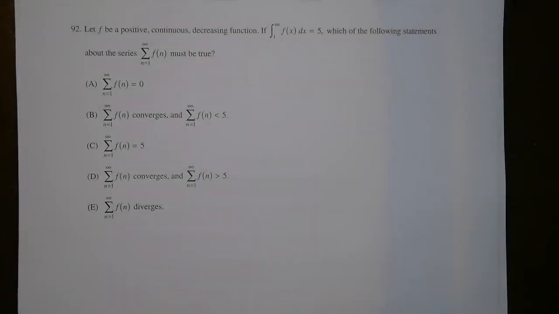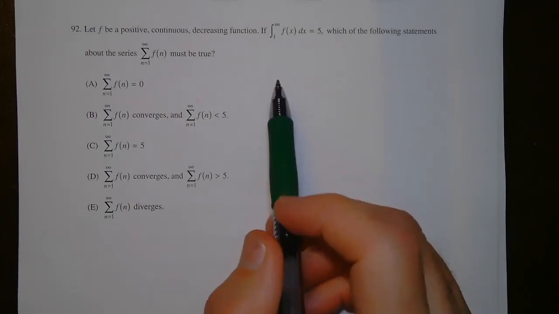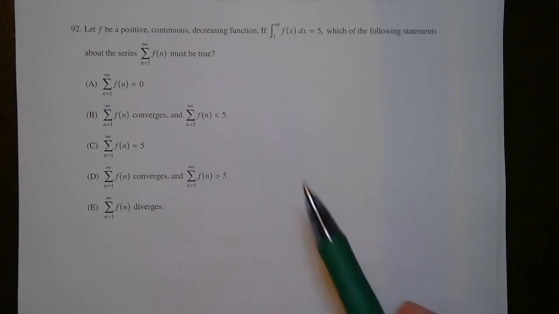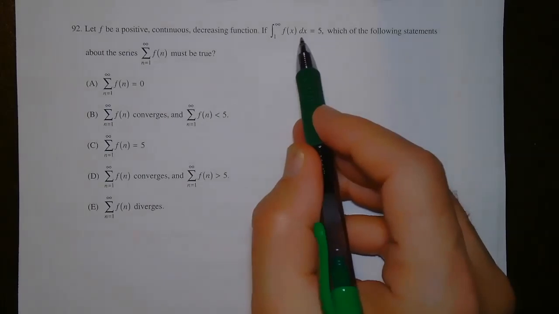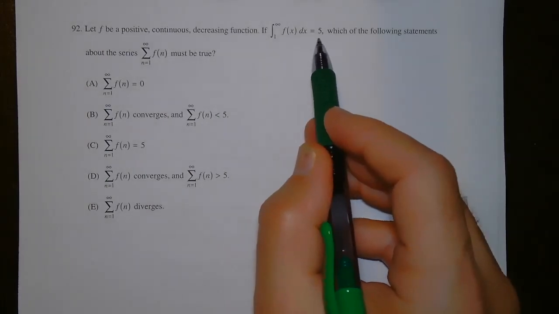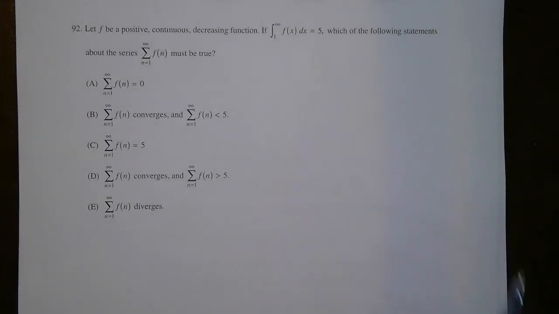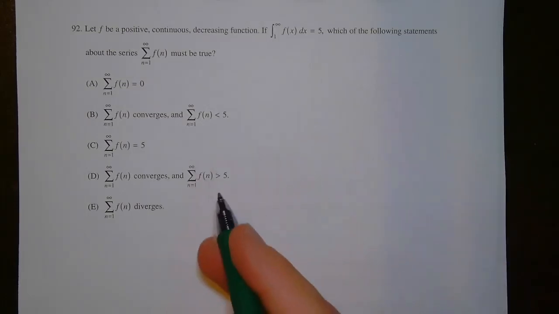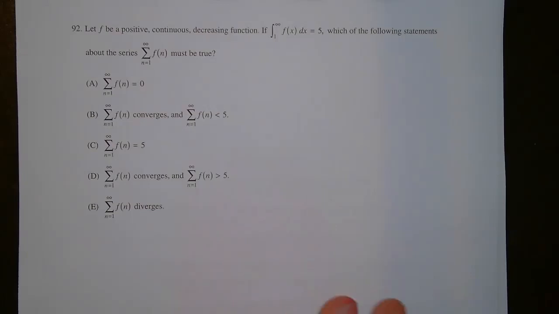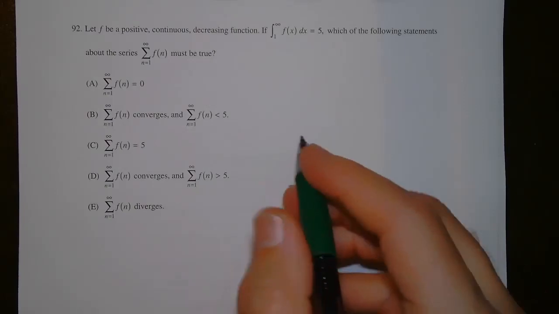So for 92, they're saying let f be a positive continuous decreasing function, which are all the conditions that need to be met in order to use the integral test. This is a problem where you have to know the integral test. The integral from 1 to infinity of f of x dx is equal to 5. Which of the following statements about the series must be true? I'm going to go over something that I didn't cover in class because it's rarely used, but we need it for this one problem.